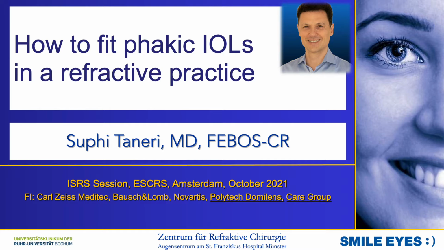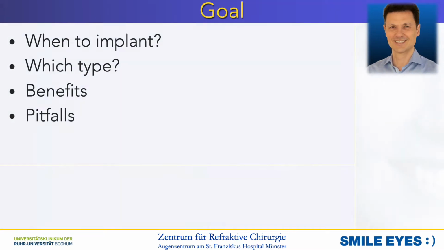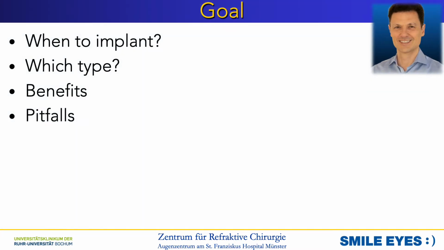Patients are often surprised to hear that the first phakic IOL implanted in the posterior chamber was presented by Fyodorov in the year 1986, and phakic IOLs in the anterior chamber were implanted even before that, so way before laser vision correction came about. Today we want to talk about when to implant phakic IOLs, which type, and the benefits and pitfalls.